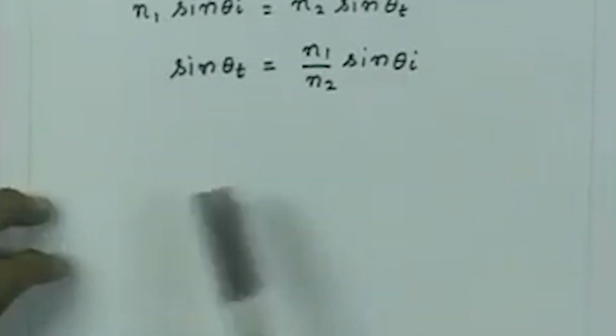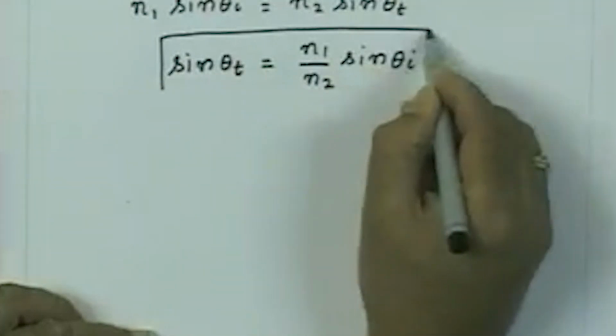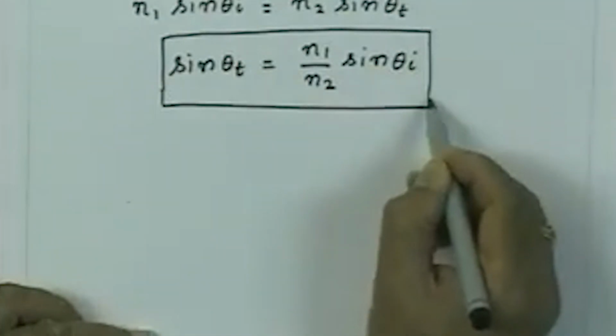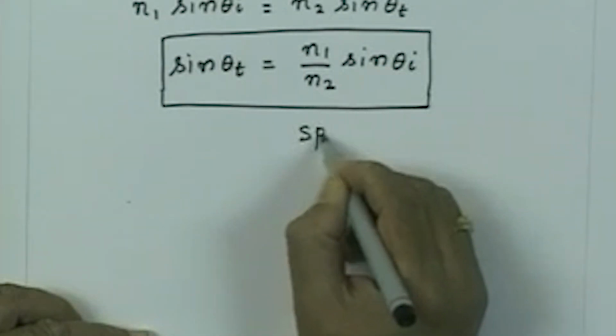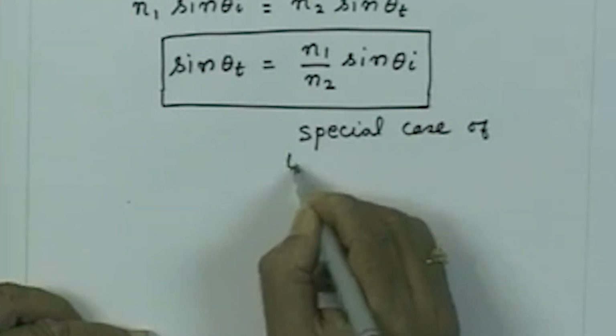This is the law which you are familiar with, because we have already studied it in optics in our high school physics: if a light ray is incident at an angle theta I, and the refractive indices of the two media are n1 and n2, then the transmitted or refracted angle theta t will be related by this. So, this was a special case of Snell's law for dielectrics.